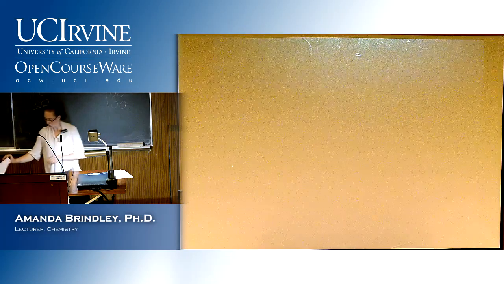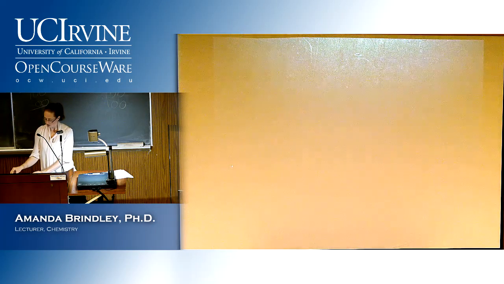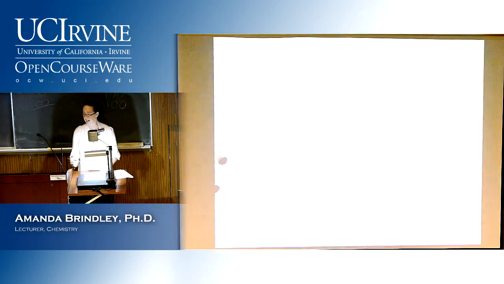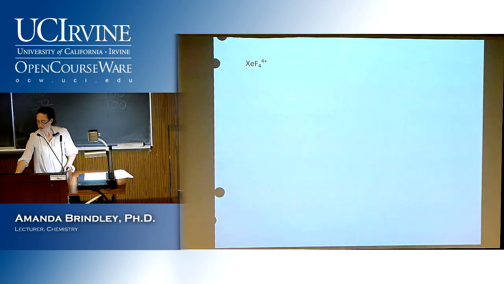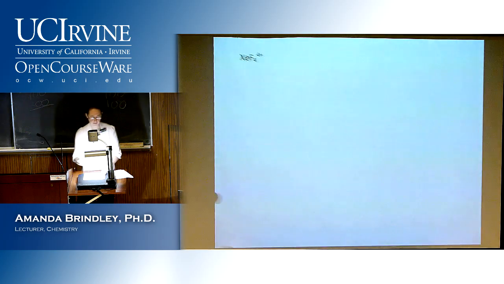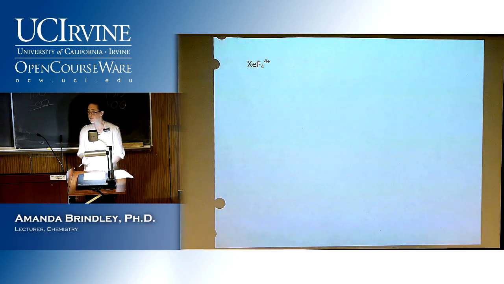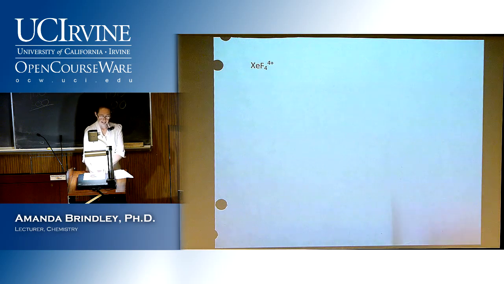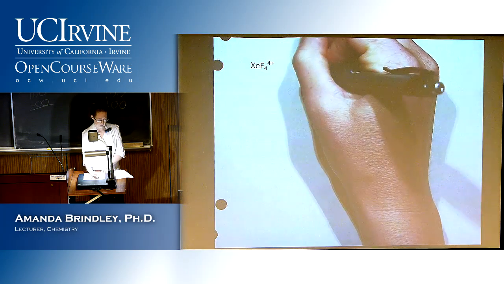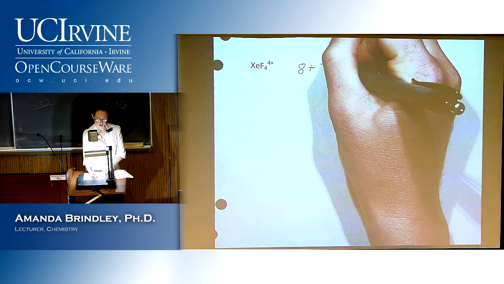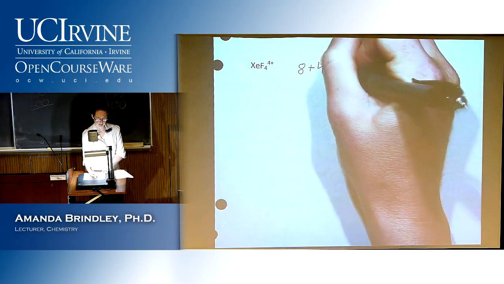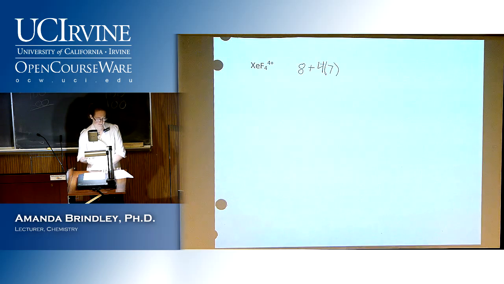Okay, next one. Now we need to do an ion, so you have some practice doing ions. So we have XeF4 4+. So count up all our electrons. Xenon has 8, it's a noble gas. And then fluorine has 7 each. So we have 4 fluorines, and each one of them has 7.